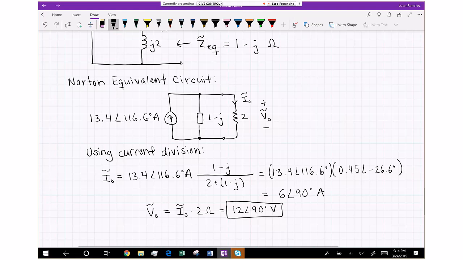The 2 is real, so it just multiplies by the amplitude and gives you 12 with a phase angle of 90 degrees. And that's exactly what we got in our last analysis and also in the previous iterations of this example using different approaches. So it works. And I do want to cover a couple more tips.